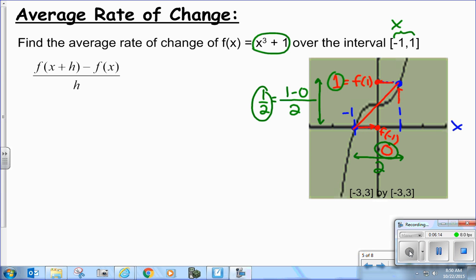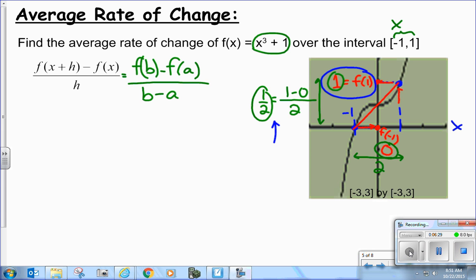Now, let's use our f of b minus f of a all over b minus a. Again, what I got right here is just an estimate. I'm assuming this is going to be 1. I'm assuming this is going to be 0. I won't know until I actually plug them in the formula. Okay? So, we'll call this A and this B. So, f of B, which is 1, minus f of A, which is negative 1, all over B, which is 1, minus A, which is negative 1. All right?